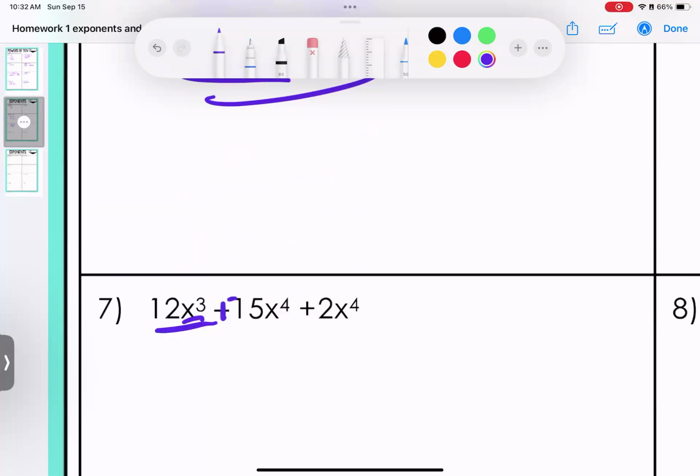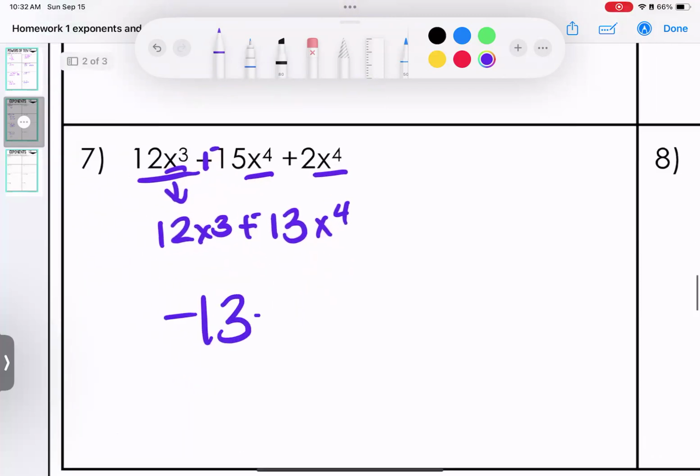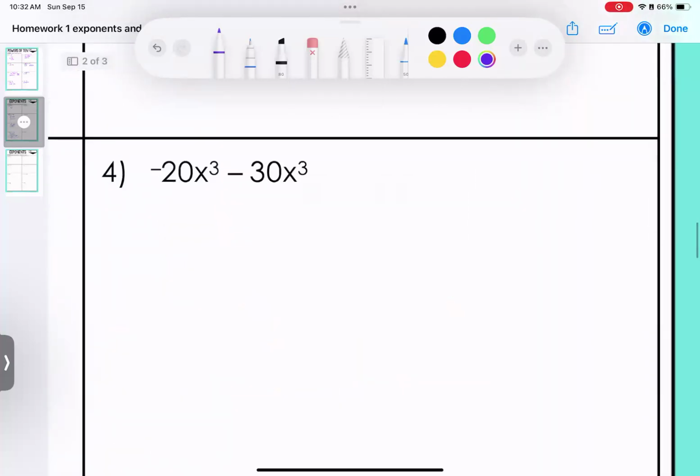Down here, keep, change, change. I have x to the third, x to the fourth, x to the fourth. So this guy can't do anything with it. Negative 15, positive 2, subtract. 15 minus 2 is 13. It stays negative. Bring down your x to the fourth. Again, best practice to list them in order from biggest to smallest exponent. That is our final.